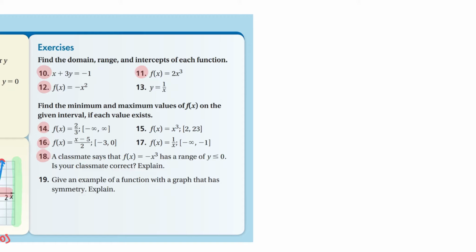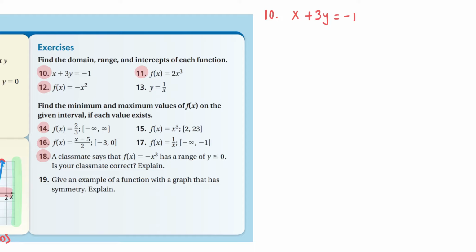I'm going to read the instructions. It says find the domain, range, and intercepts of each function. So I'm going to go ahead and do number 10. I know that I have x plus 3y equals -1.